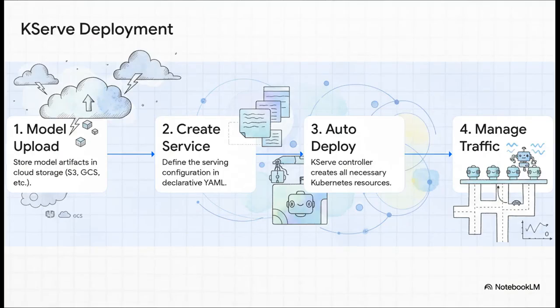Getting a model up and running with KServe is actually pretty slick and straightforward. You just put your model in cloud storage, describe how you want it to run in a simple YAML file, and that's pretty much it. KServe takes over and automatically builds all the Kubernetes stuff you need. But the real secret weapon is how it handles traffic. It uses another awesome open source project called Knative to do all the heavy lifting: complex routing, auto-scaling, and yes, that amazing scale to zero feature.